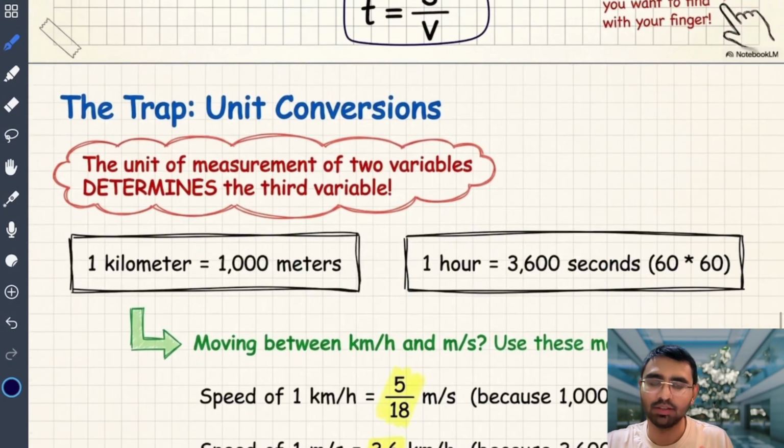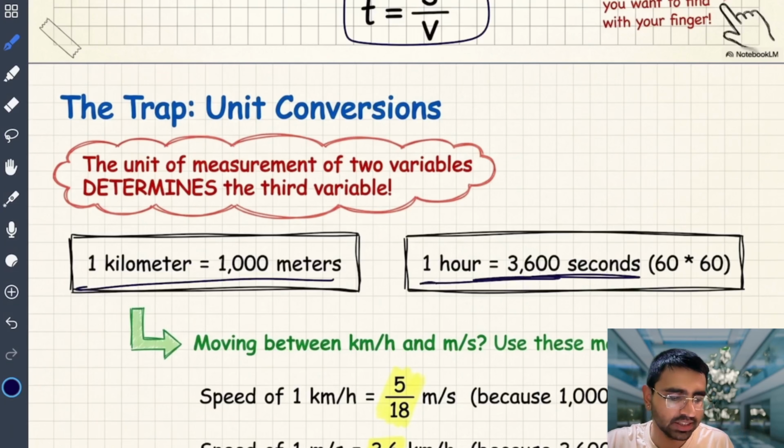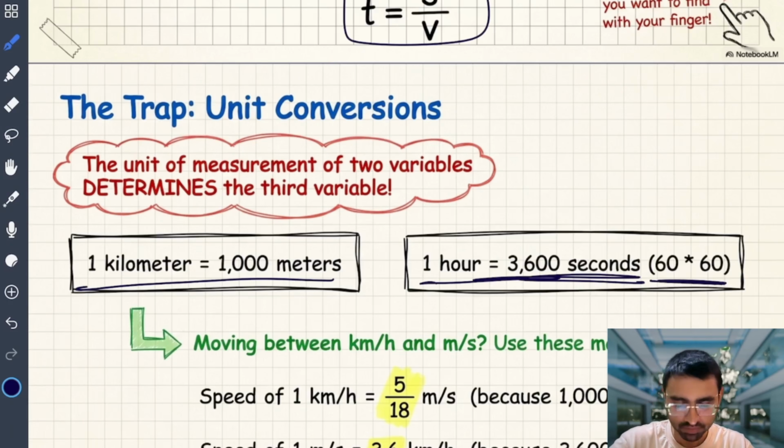Next is unit conversions. The unit of measurement of two variables determines the third variable, and the units of all variables in a given question should be the same. So we have to convert some units into the same unit to get the correct answer. You have to remember some basic conversions. 1 kilometer is equal to 1000 meters, and 1 hour is equal to 3600 seconds. That is 60 minutes, and each minute has 60 seconds. So 60 into 60, 3600.